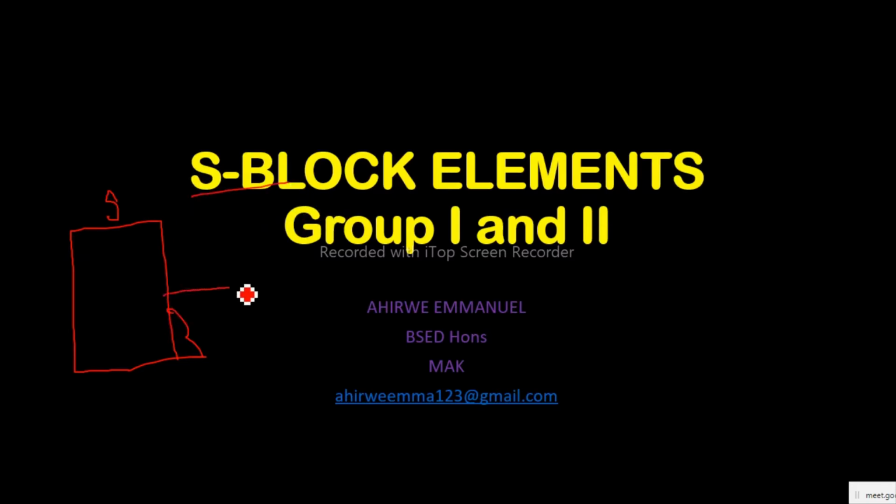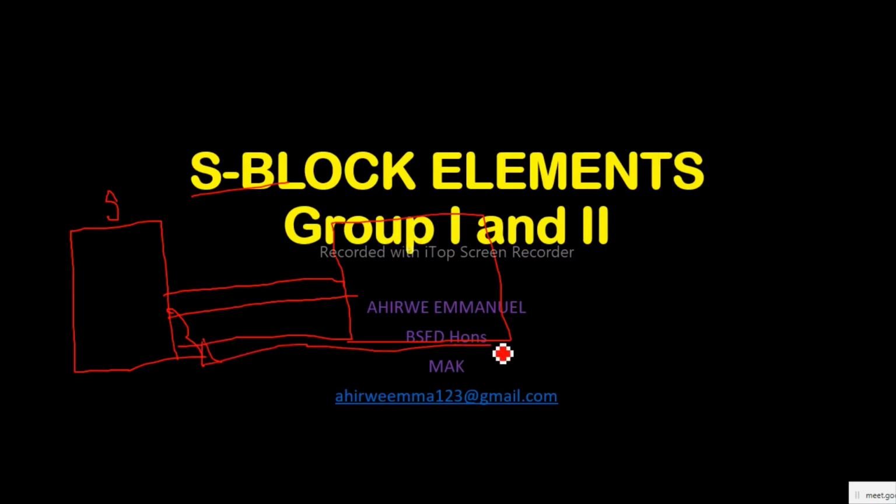If the last electron occupies the d orbital, then you become a d block element. If the last electron occupies the p, then you become a p block element. And if the last electron occupies the f, then you become an f block element, and those are the actinides and lanthanides. So basically that's how we divide the periodic table.